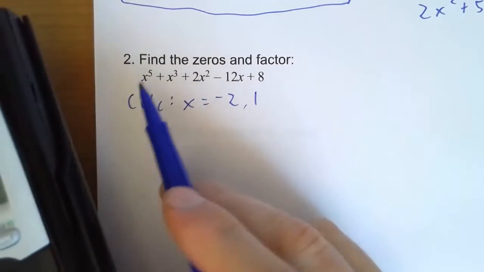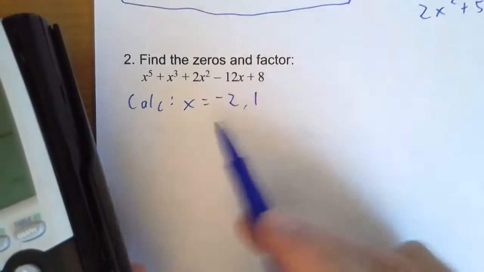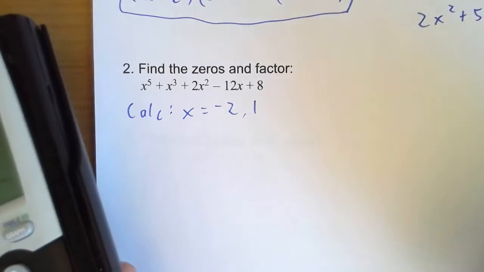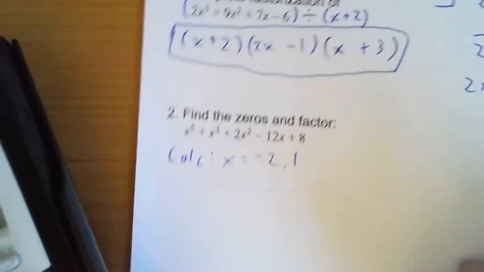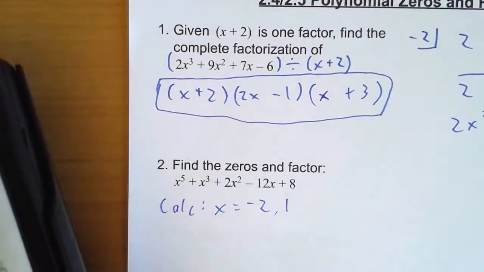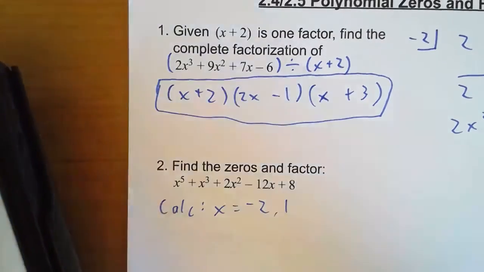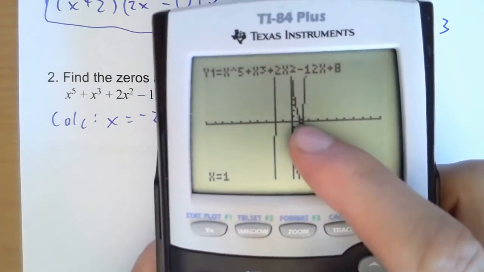Now x to the fifth, normally we'd think that there could be up to 5 zeros. So this doesn't seem like a lot of zeros. Like x squared, usually the maximum possible is 2 zeros. X cubed, x to the third, this one has 3 zeros. Remember that relationship between the degree, the highest exponent, and the number of zeros. So maybe you might be thinking, I wonder, maybe there's some more hidden in here.